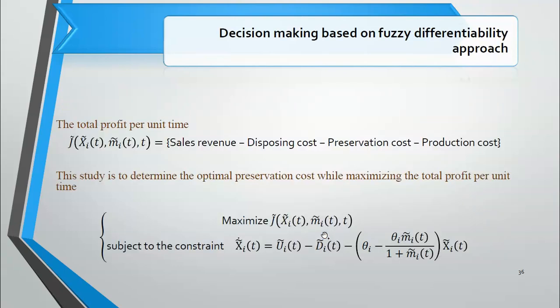Now we discuss decision making based on the fuzzy granular differentiability approach. The model is a single period production inventory model in a finite time horizon with fuzzy parameters. Here, preservation technology is used in this model. Our objective is to determine the optimal preservation cost while maximizing the total profit per unit time.